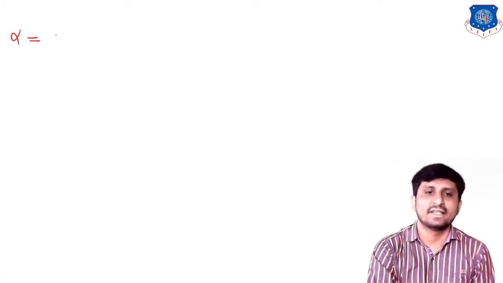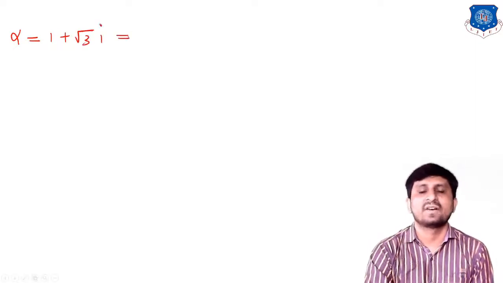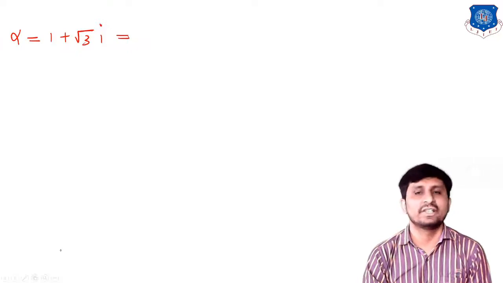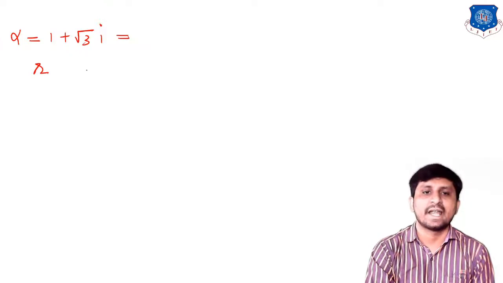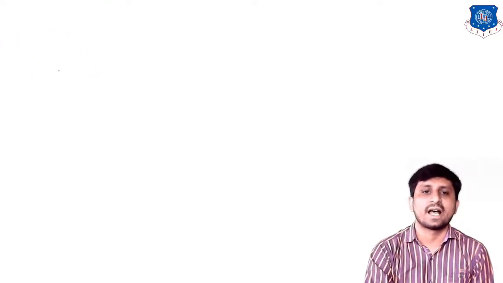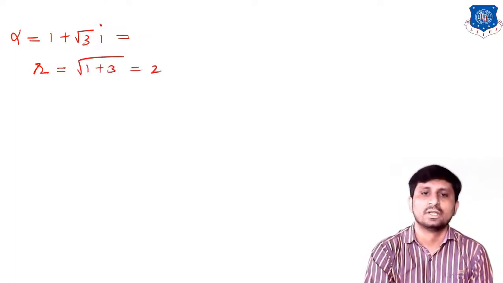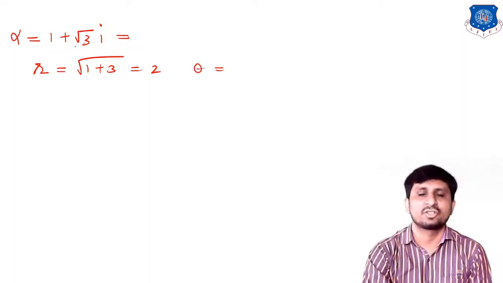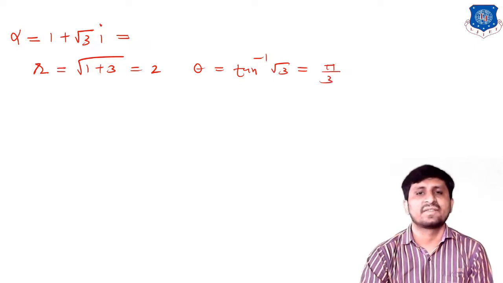Alpha is 1 plus root 3 i, and I want to write alpha in polar form. If you want to write any complex number in polar form, you need r and theta. What is my r? r is equal to square root of x square plus y square, so 1 plus 3, that is 4, so r is 2. And what is theta? This is in the first quadrant, so theta is tan inverse root 3, that is pi by 3.